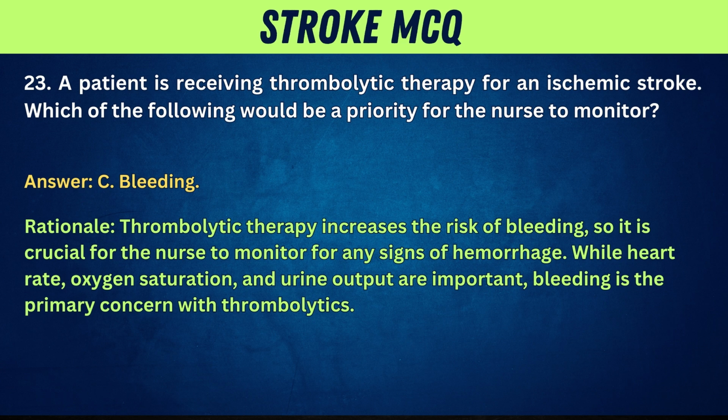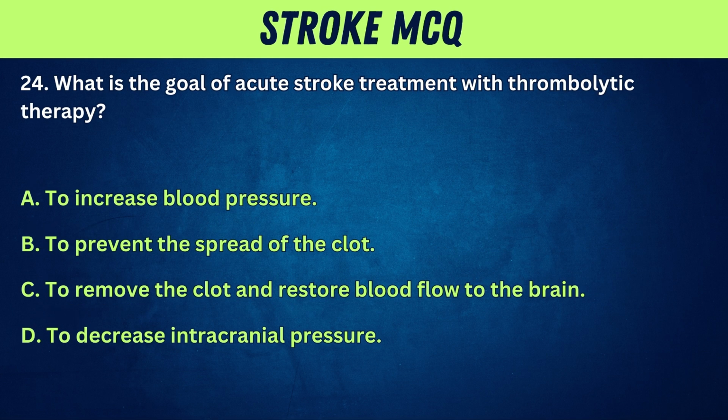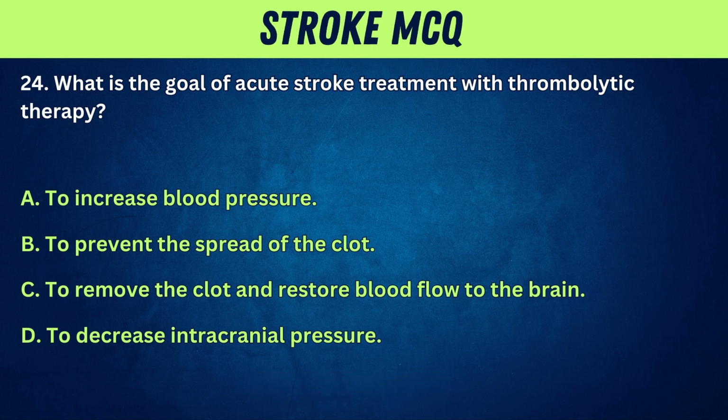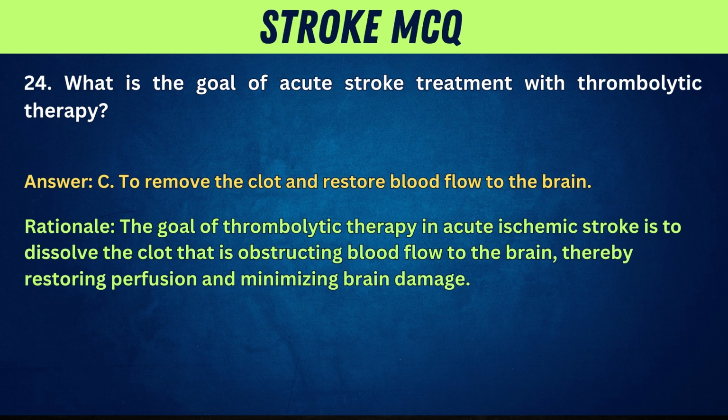While heart rate, oxygen saturation, and urine output are important, bleeding is the primary concern with thrombolytics. 24. What is the goal of acute stroke treatment with thrombolytic therapy? A. To increase blood pressure. B. To prevent the spread of the clot. C. To remove the clot and restore blood flow to the brain. D. To decrease intracranial pressure. Answer: C. To remove the clot and restore blood flow to the brain.